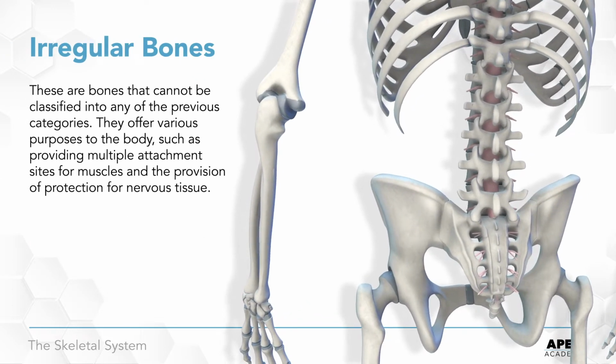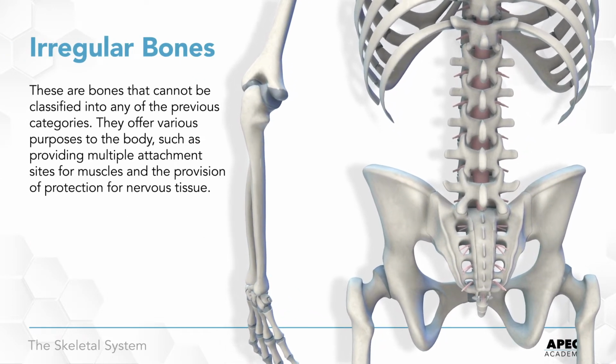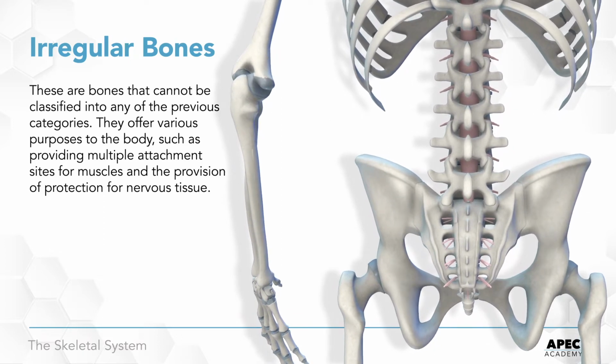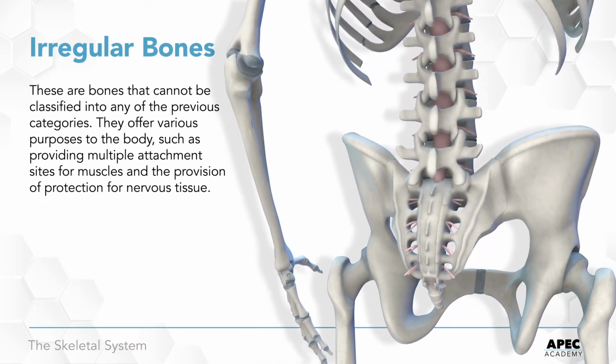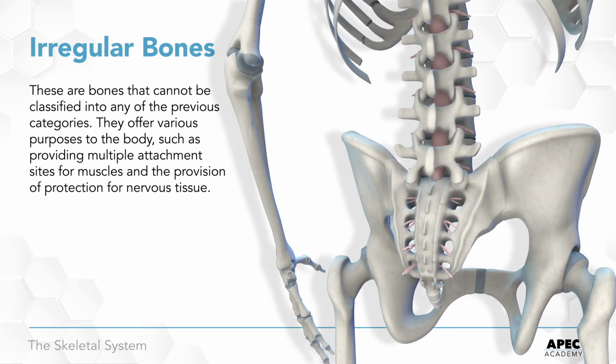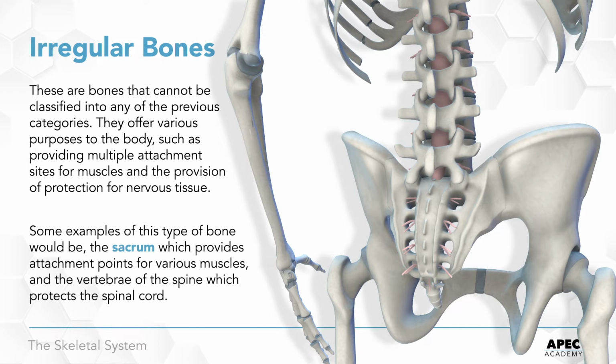Finally, we have irregular bones. These are bones that cannot be classified into any of the previous categories. They offer various purposes to the body, such as providing multiple attachment sites for muscles and the provision of protection for nervous tissue. Some examples of this type of bone would be the sacrum, which provides attachment points for various muscles, and the vertebrae of the spine, which protects the spinal cord.